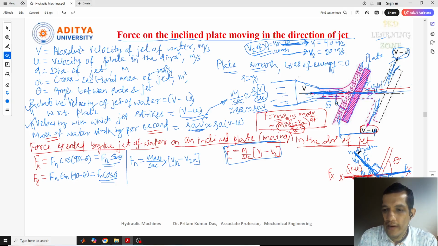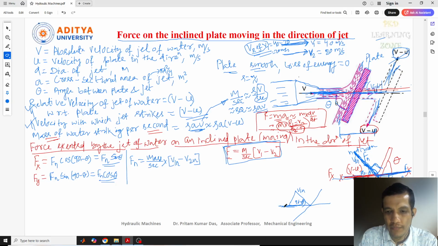So what about the V1n? V1n is not given here. So what I'll do here, I'll just take this one a little bit here, just making a small triangle. Now see, you can see the angle there, and this is our plate. Just I'll draw a small triangle here. Now see, this is our V1n, and this angle is 90 minus theta. Now draw a perpendicular from this to the jet.